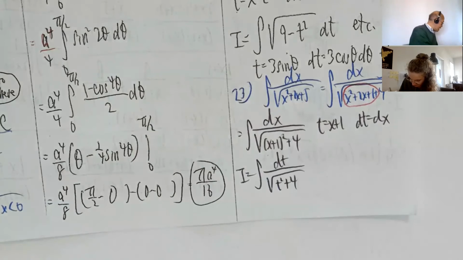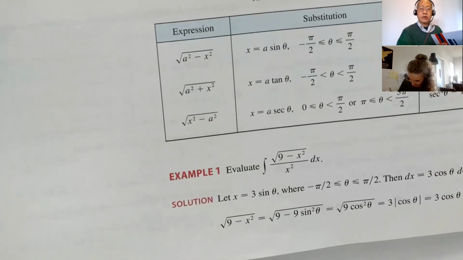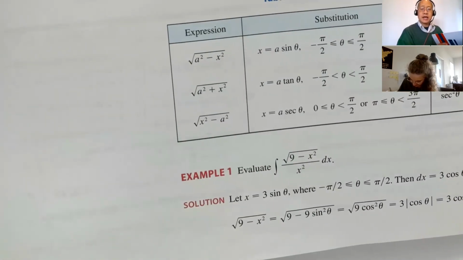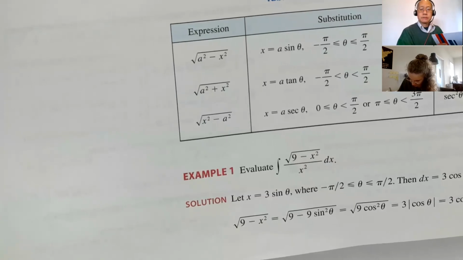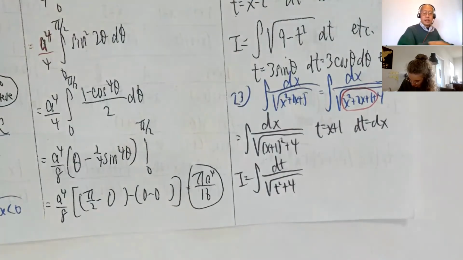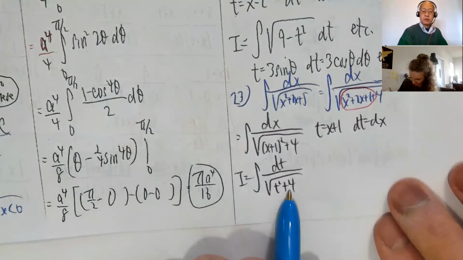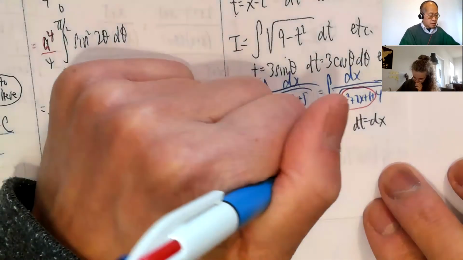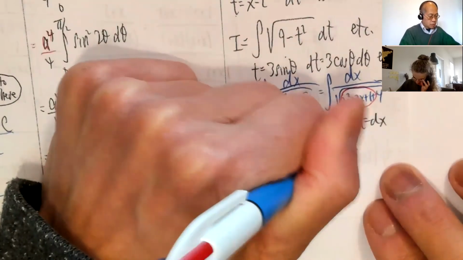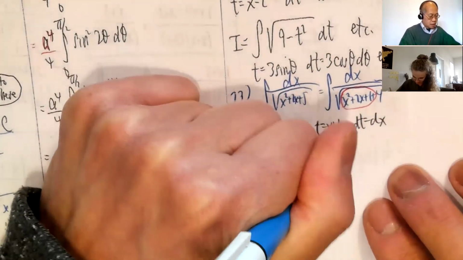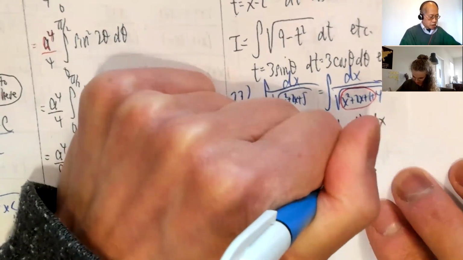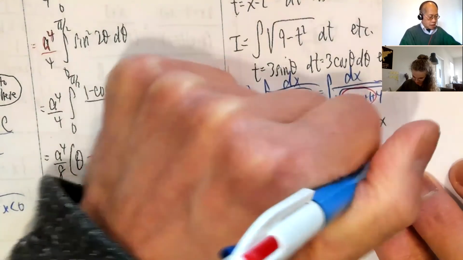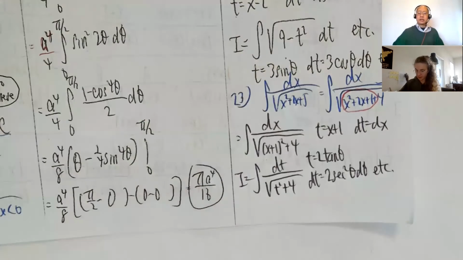T squared plus a squared. Well, that was the middle one, right? That's the only one that had a plus. So the second one down. So t is a tan theta. What's a? 2, because that's t squared plus 2 squared, right? So t equals 2 tan theta. dt is 2 secant squared theta d theta. And then I'll just say etc.